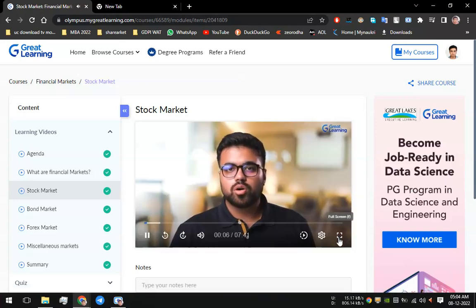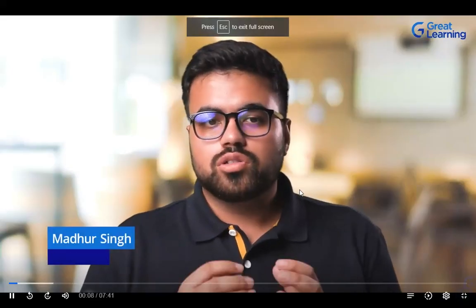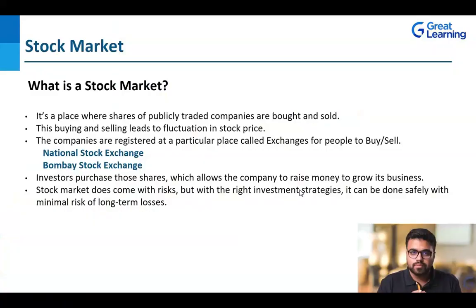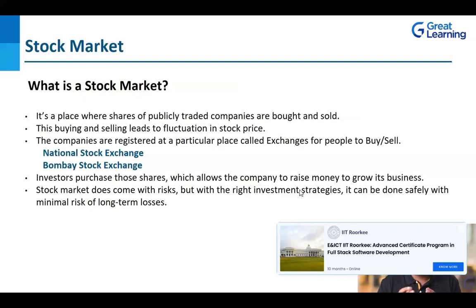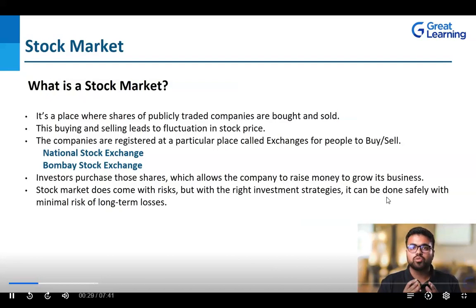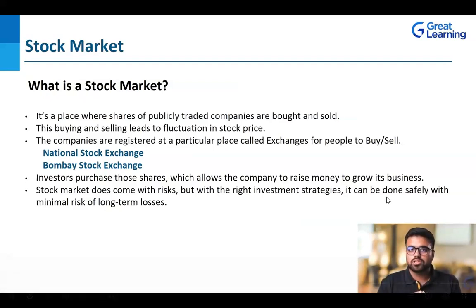So we'll next know about what exactly is a stock market. A stock market is a place where shares of publicly traded companies are bought and sold. The buying and selling leads to a fluctuation in prices. It can be on the positive side, it can be on the negative side. Now the companies are registered at this particular place called exchanges. We'll know about that going forward, where people buy and sell. So in India, we have two major exchanges called the National Stock Exchange or NSE, or the Bombay Stock Exchange or BSE.